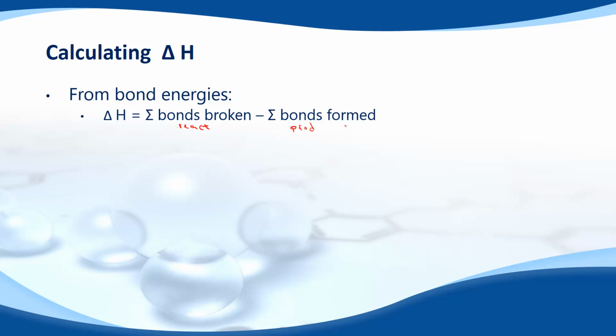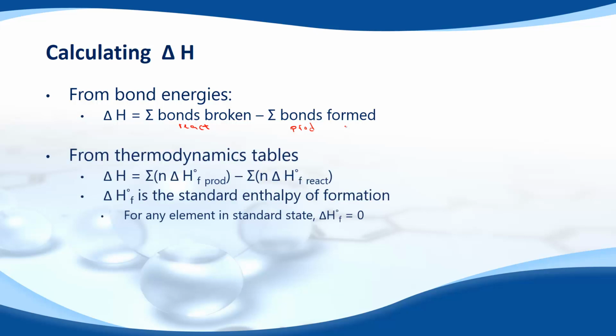The one I really want to go over here is the thermodynamics table method, which is using something called enthalpy of formation. The enthalpy of formation, or delta H of F, is the enthalpy change of the reaction when you form a substance from its elements in standard state. Right? So, for example, the enthalpy of formation for, let's say, H2O is the enthalpy change for forming water from O2 gas and H2 gas.